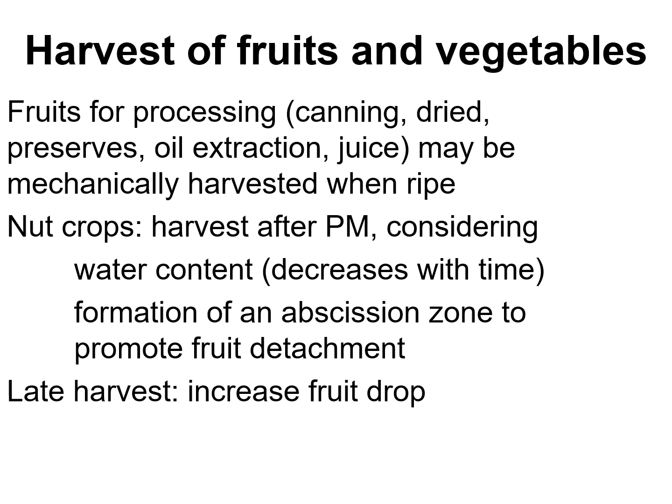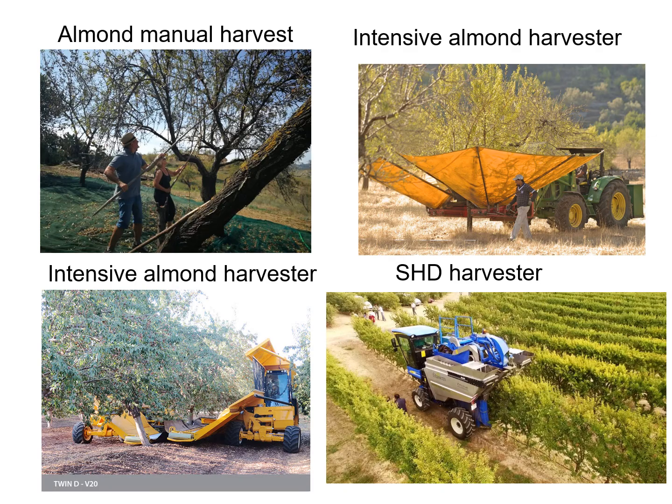In the case of nut crops, they will be harvested after physiological maturity, taking into account the water content, which decreases with time. We need to have a low water content to avoid further problems in storage. And also, we want to promote the formation of an abscission zone that will promote the fruit detachment at the time of harvesting. So we need to wait a little after physiological maturity. If we delay harvest too much, then that will increase losses by fruit drop. That might not be a problem in some cases.